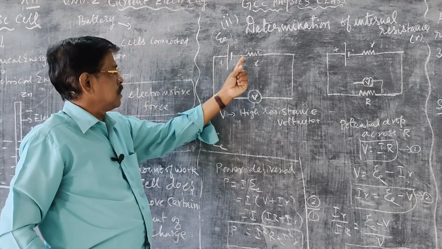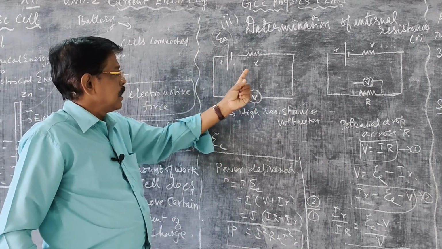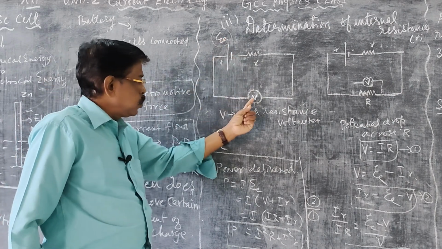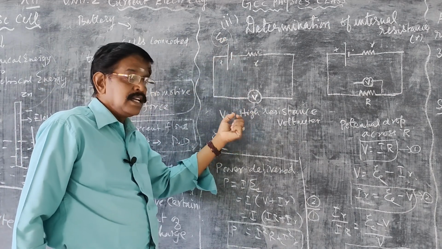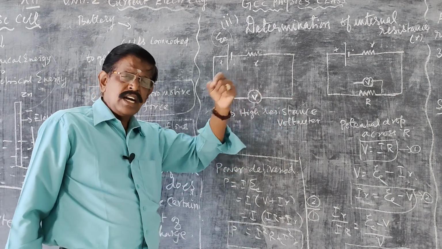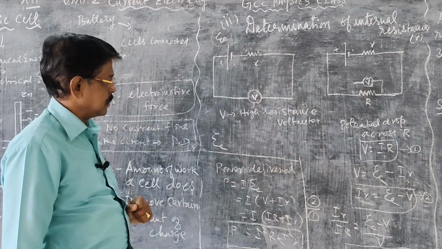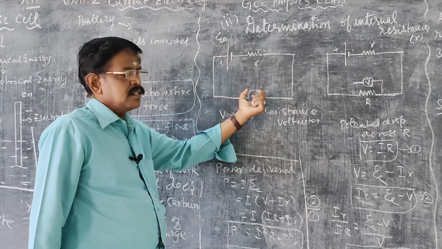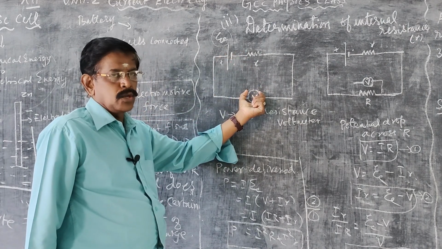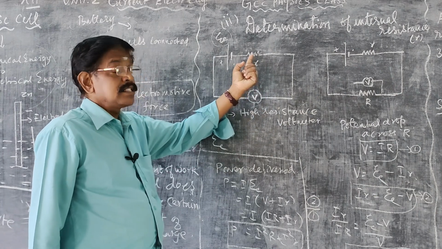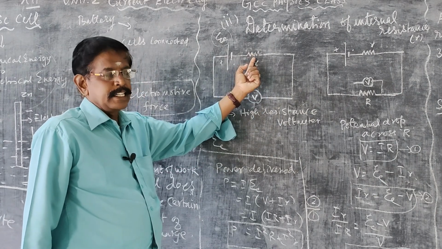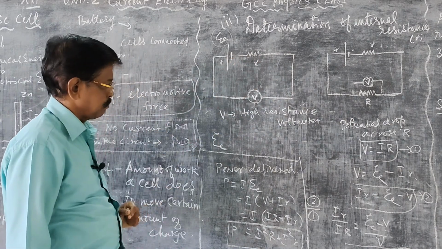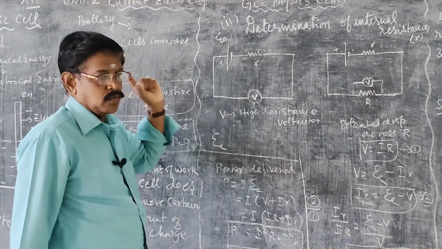If we measure like that, this voltmeter measures the EMF. Why? The voltmeter specification is high resistance. Since a high resistance voltmeter is connected, it won't draw any current. So it will show the potential difference as it is. Okay, so what is this? This is nothing but the internal resistance of the cell or battery. Okay, this is the first one.